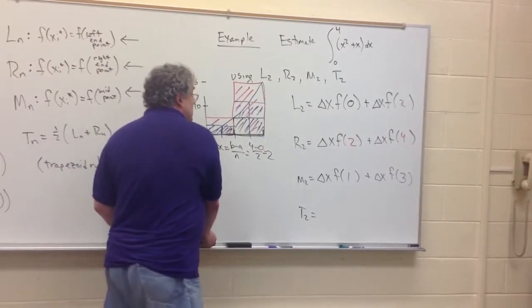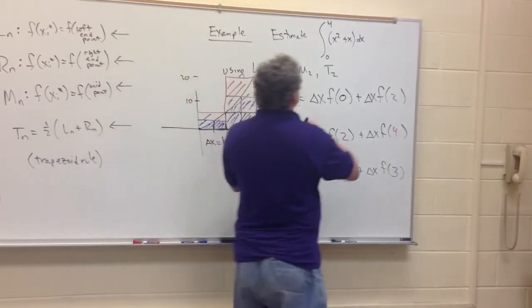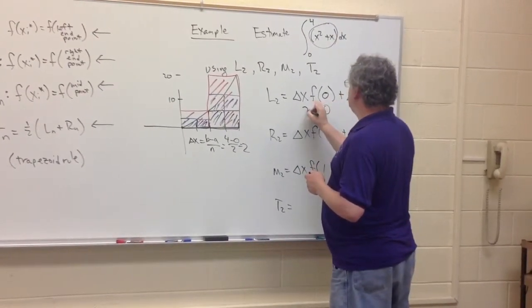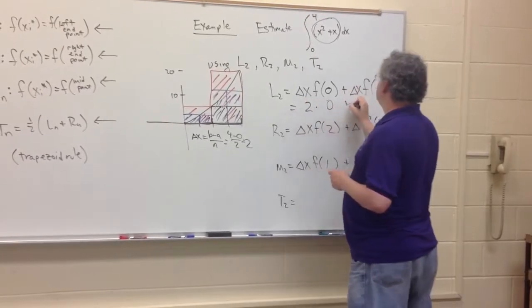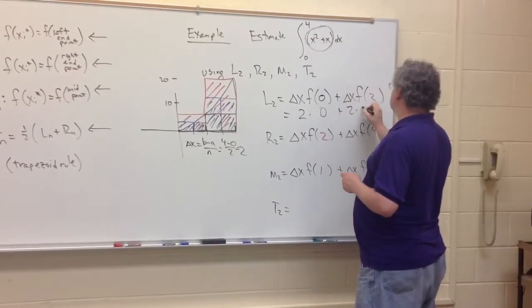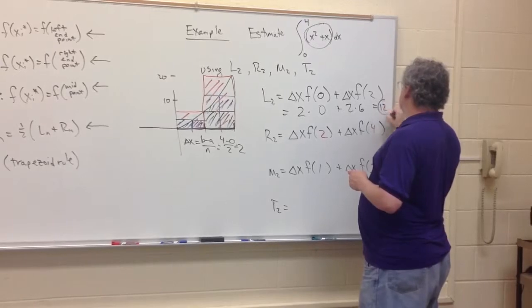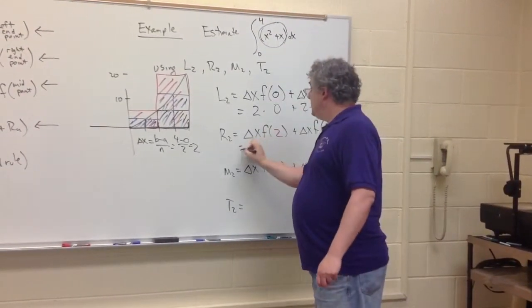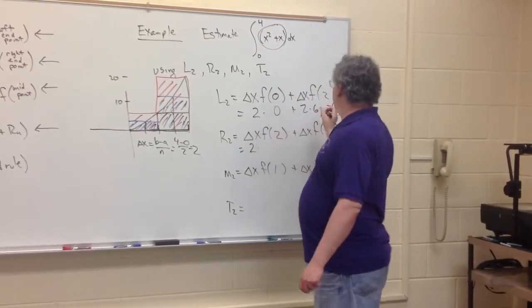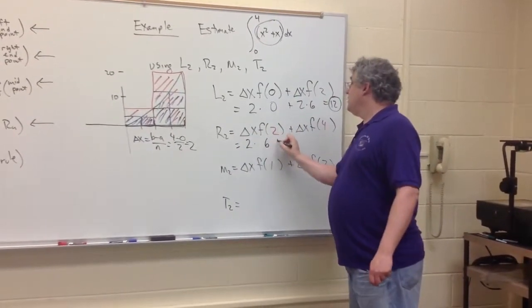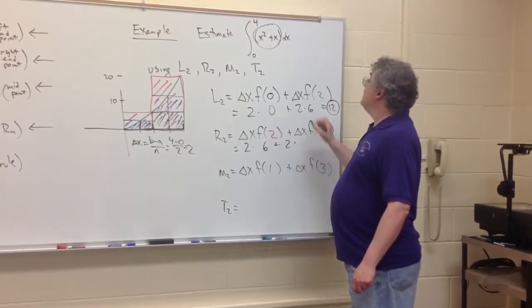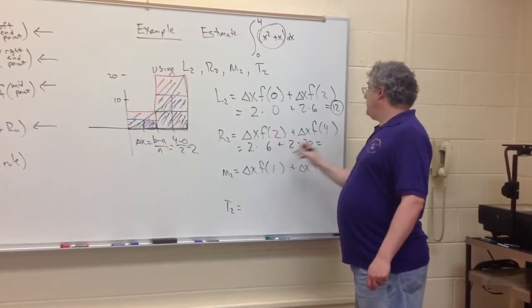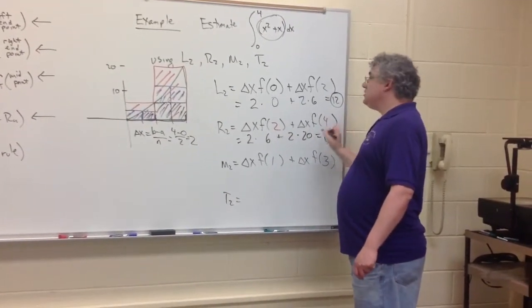So let's evaluate these. F of 0, plug it into the function. Here's your function right here. F of 0 is 0. So 2 times 0 plus 2 times f of 2, which is 6. We get 12 here. That's too little. The rights, we get the width of 2 times f of 2. Well, we found f of 2 already, so that's 2 times 6, plus 2 times f of 4, that's the delta x. 4 squared is 16, we get 20. So 12 plus 40 is 52. That was too much.